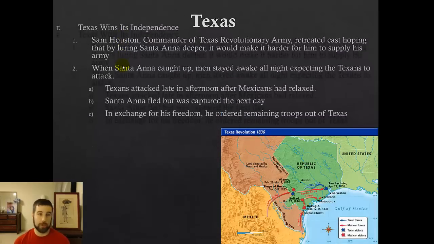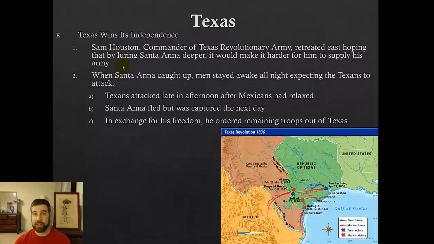So we're going to have more and more Texans rise up and fight against the Mexican government. You're going to have the cheer many of you might have heard of, "Remember the Alamo! Remember the Alamo!" and "Remember Goliad!" and other battles that are taking place, and they're not going to forget the lives and sacrifices of their fellow Texans. And so Sam Houston is going to end up commanding this Texas Revolutionary Army.